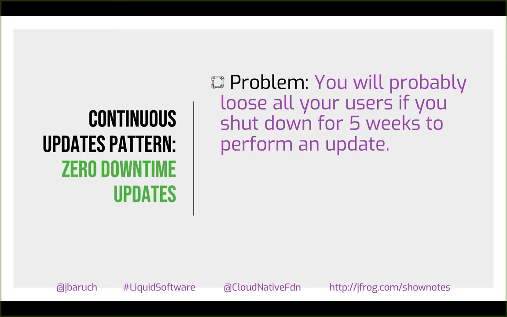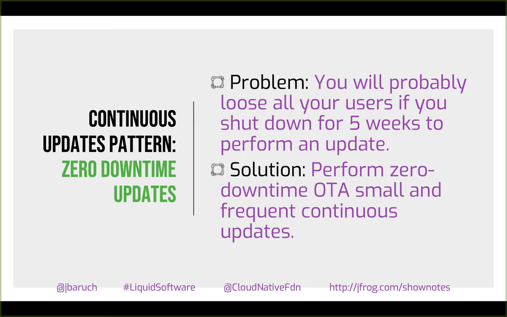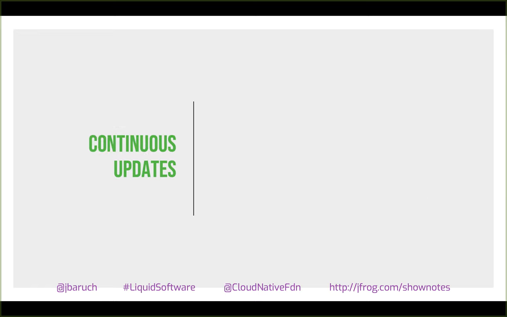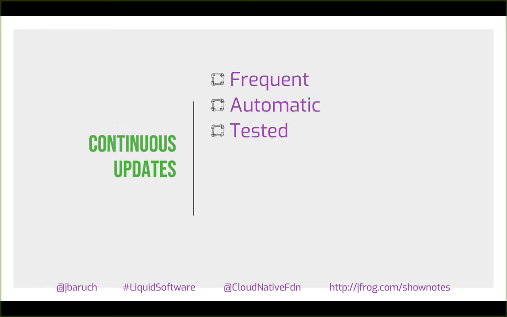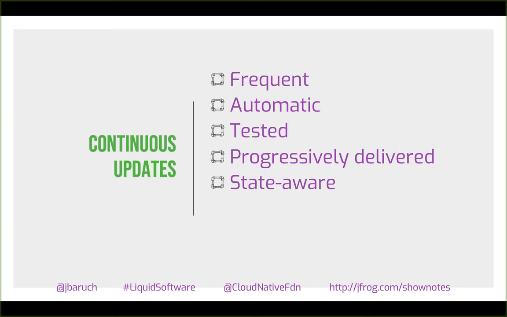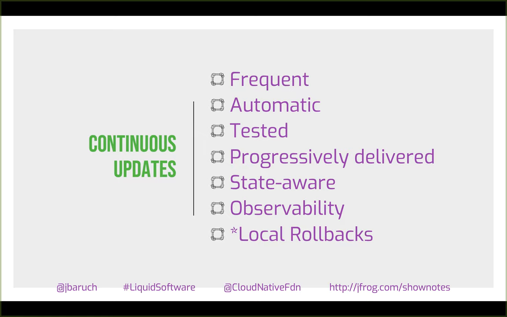That's exactly what happened to MoviePass. They went out of business after updating their app for 5 weeks. And then obviously the opposite of it, the zero downtime over-the-air updates of small and frequent continuous updates is the way to go. So just to summarize, continuous updates are frequent, automatic, well-tested, progressively delivered, state-aware, observable, and implement local rollbacks.